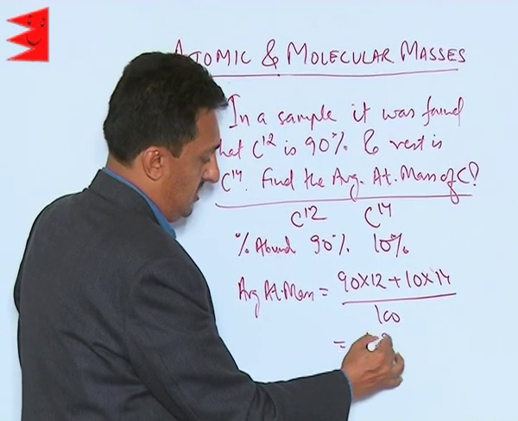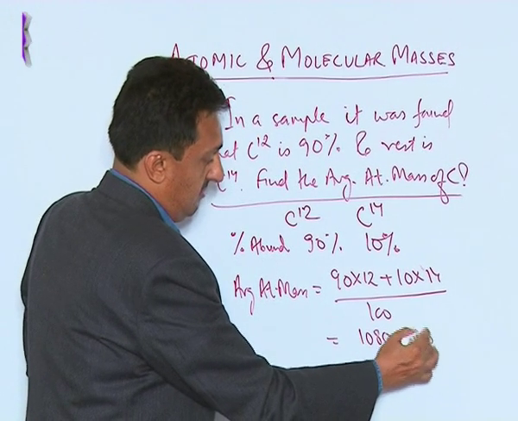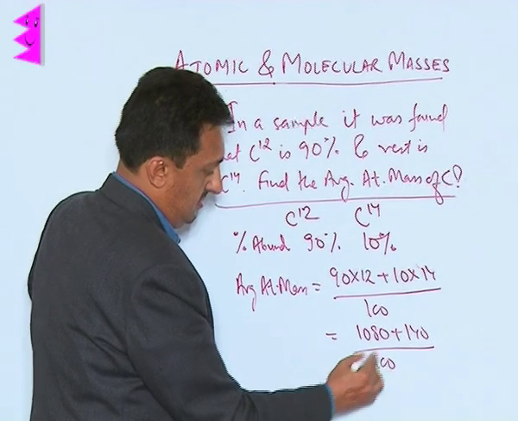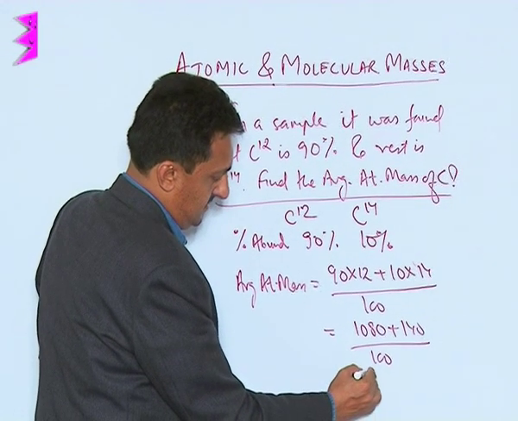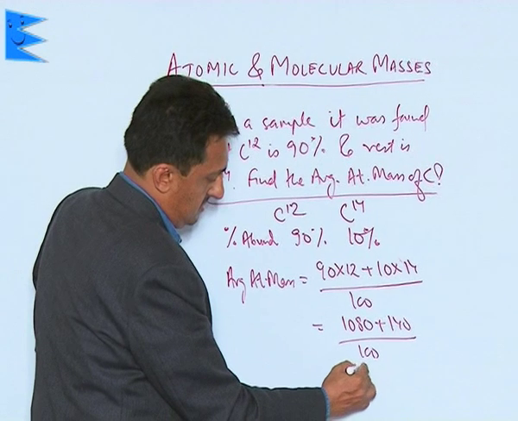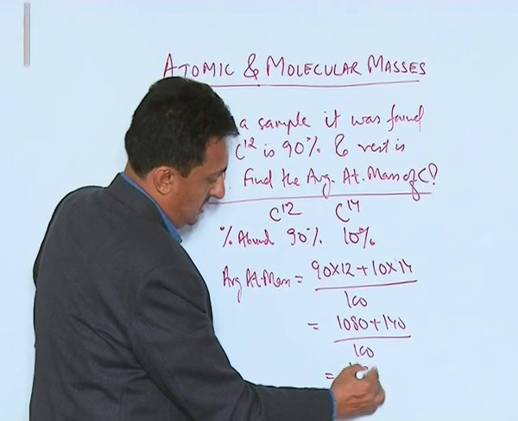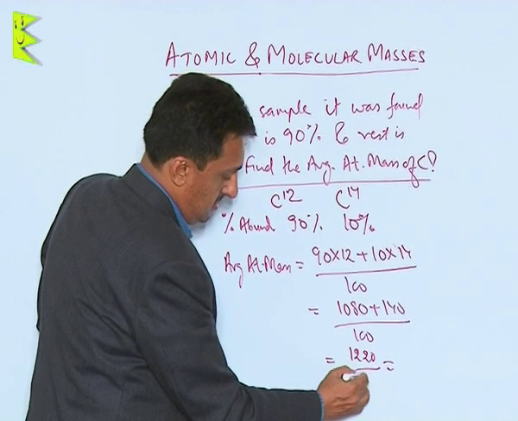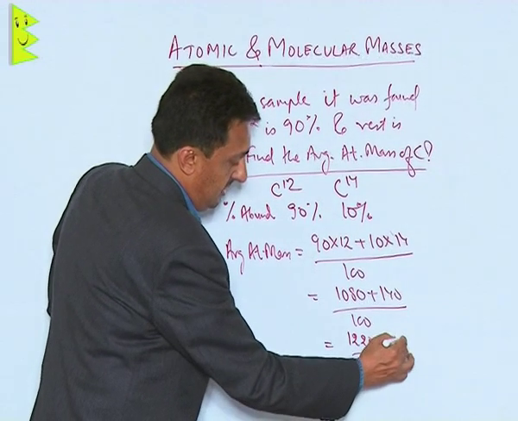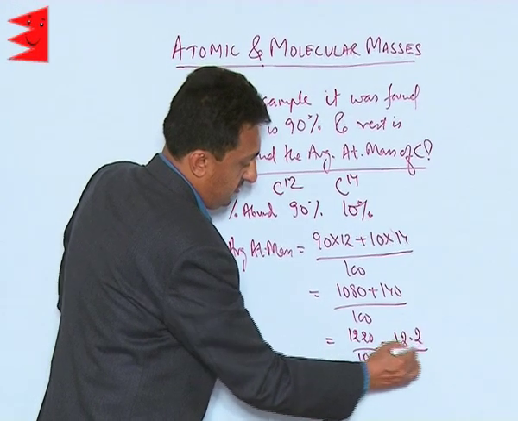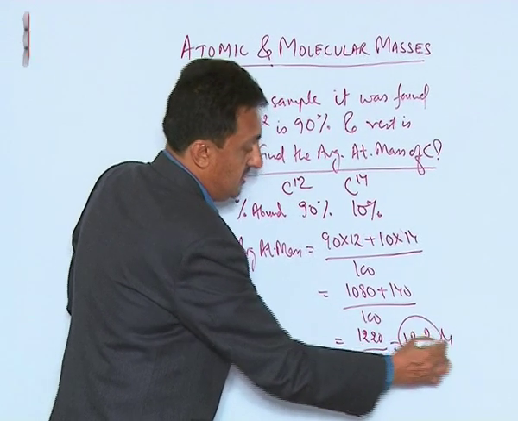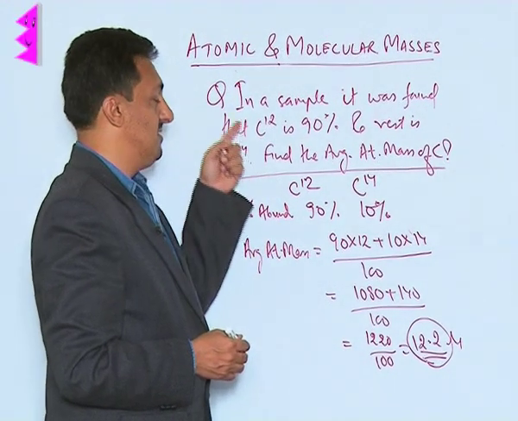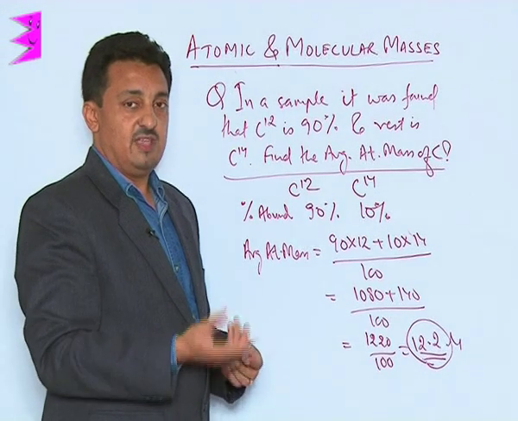So the average atomic mass will be 90 into 12 plus 10 into 14, divided by 100. That is 1080 plus 140, by 100, which is 1220 by 100. So it will be 12.2. This 12.2 will be the average atomic mass of this carbon sample as per this numerical. This is how we find the average atomic mass.